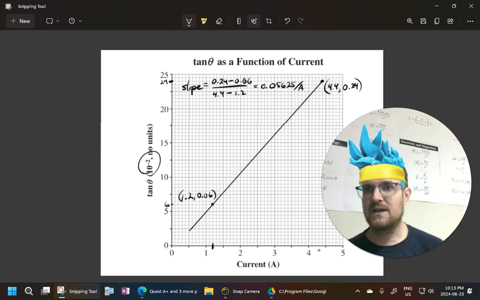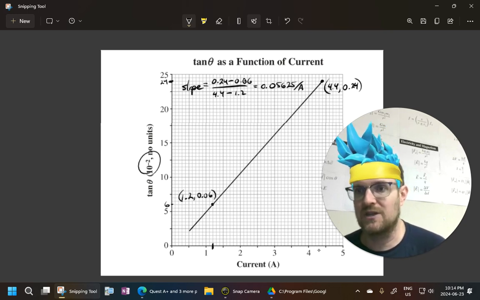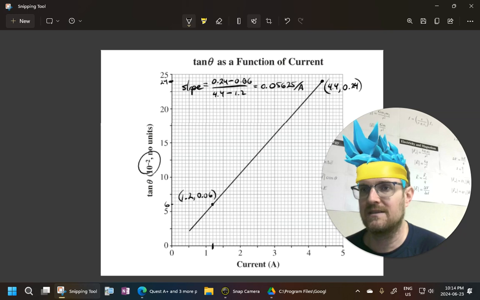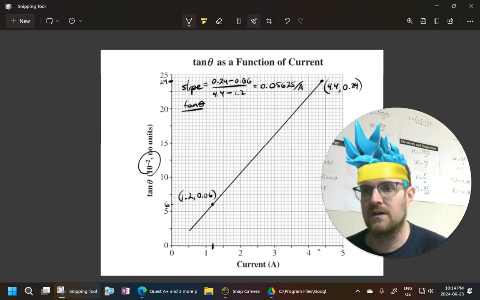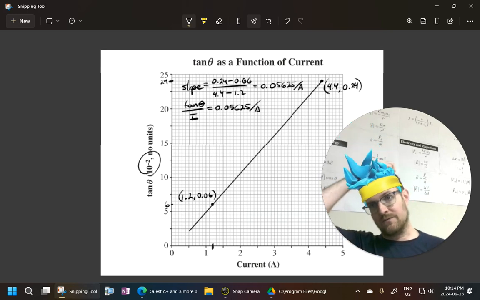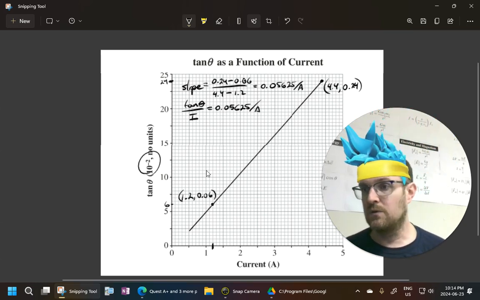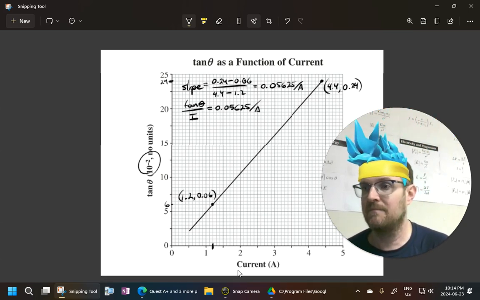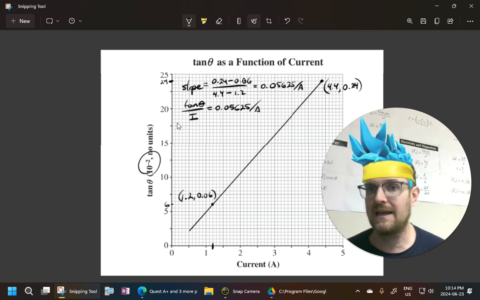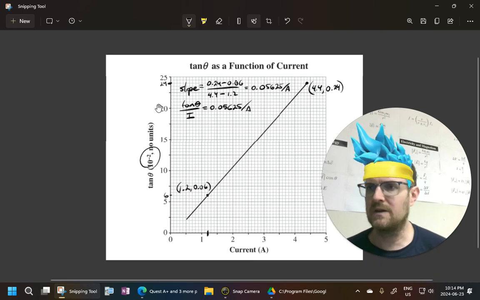Okay, so now what does the slope actually mean? If you do the calculation, the slope is going to be tan theta over current, I, and that's equal to this number. So if I see that in a calculation somewhere, or if I can rearrange for that in a calculation somewhere, get tan theta over I, then that's equal to that number. So let's go through the calculation of that free body diagram and see if I can find this tan theta over I. All right?